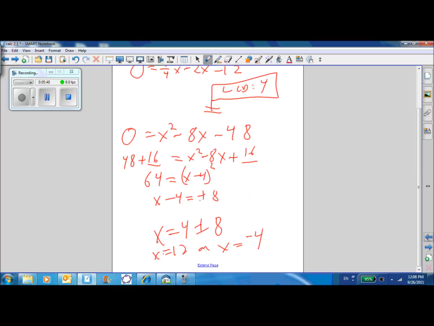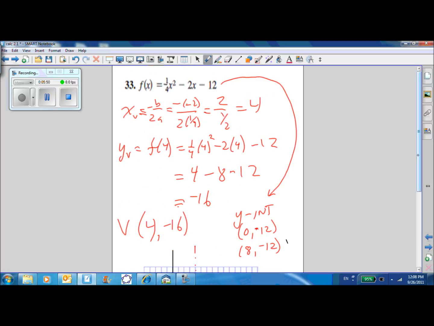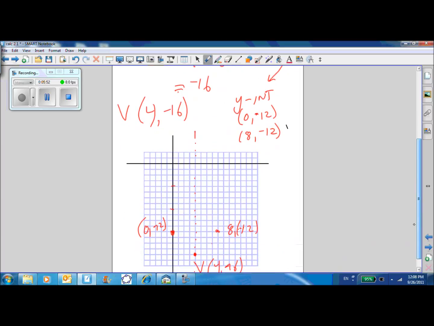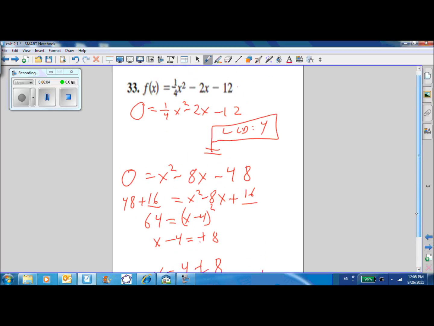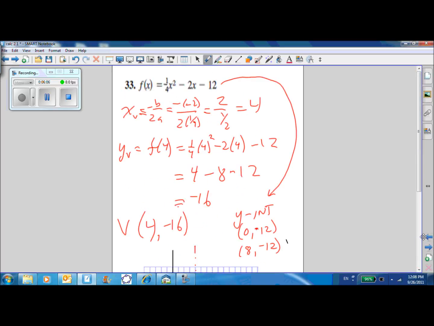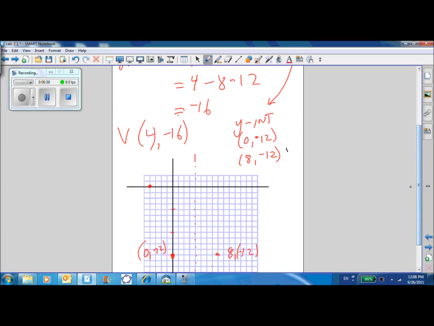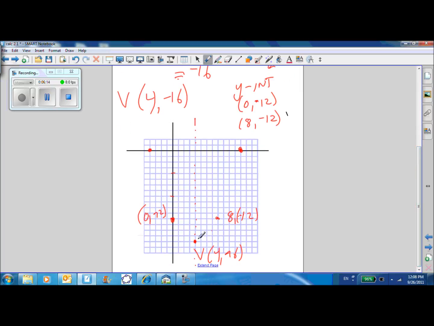These plot in our previous graph. Negative 4 there, and I think the other one was 8. No, the other root was 12. So let's find 12. 4, 8, 12. There we go. And that looks like a pretty good parabola graph.